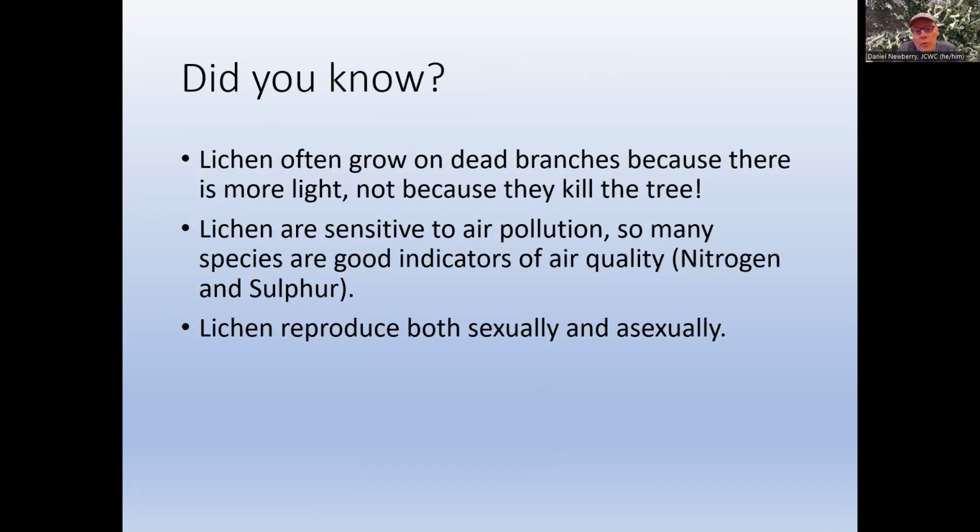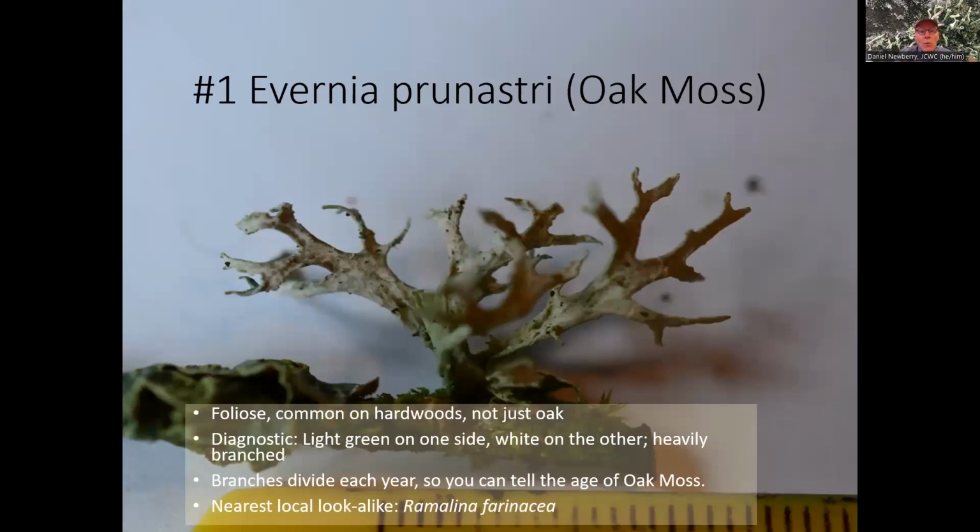Lichen reproduce both sexually and asexually, and we're going to be talking about that a little later. I'm going to introduce a few vocabulary words that'll help us talk about that. So let's start with number one. And this is by far the most common that you'll see, is oak moss. It's also known scientifically as Evernia prunastri.